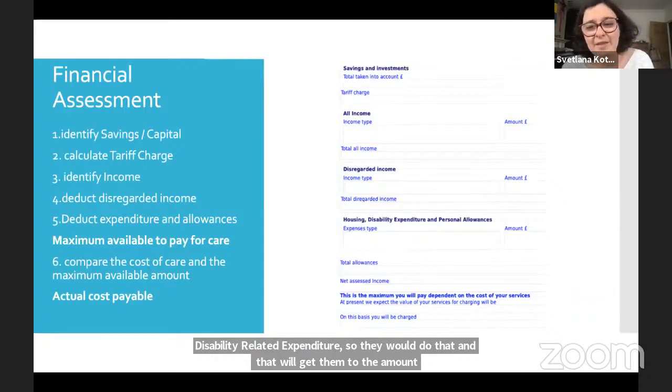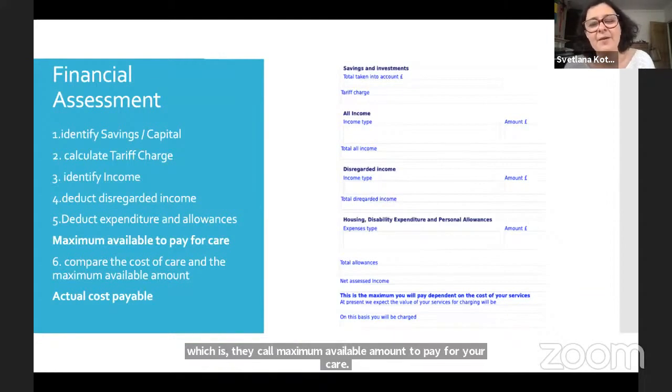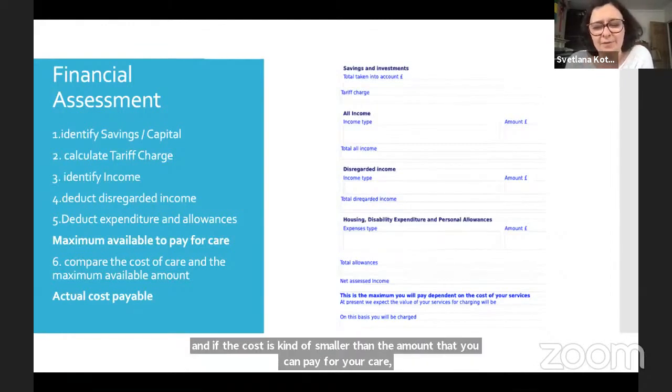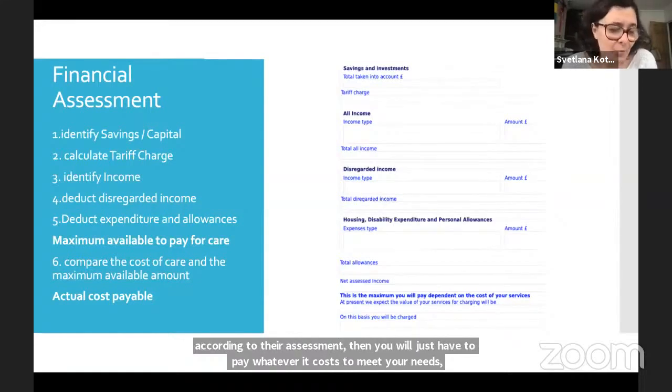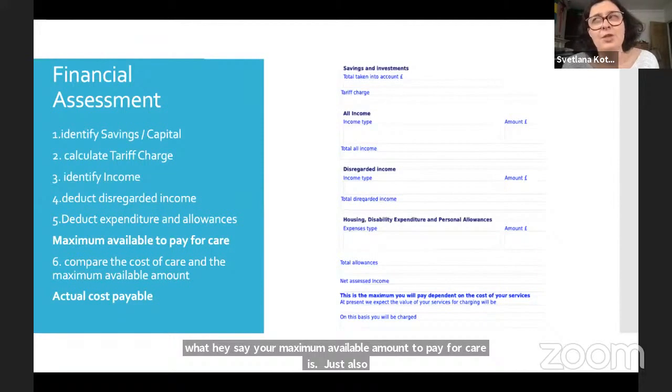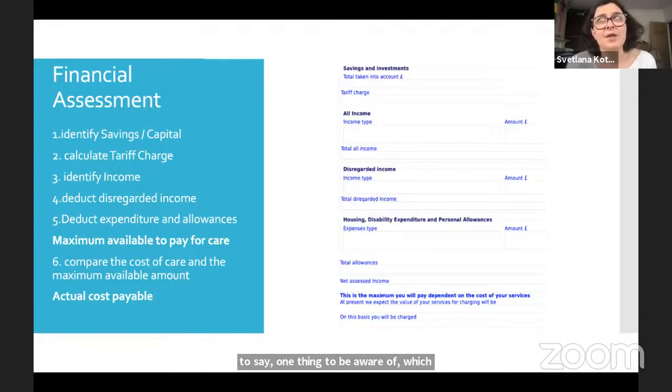And then they will compare that with the cost of your care. If the cost is smaller than the amount that you can pay for your care, according to their assessment, then you will just have to pay whatever it costs to meet your needs, so how much your care costs. If the amount is bigger, then you'd have to pay what they say is your maximum available amount to pay for care. Just also to say one thing to be aware of, which is often quite difficult to understand.